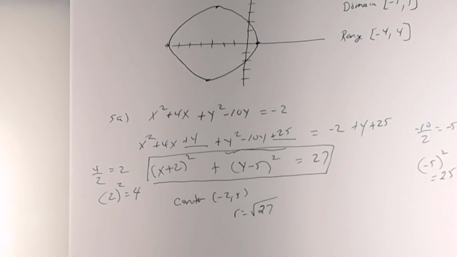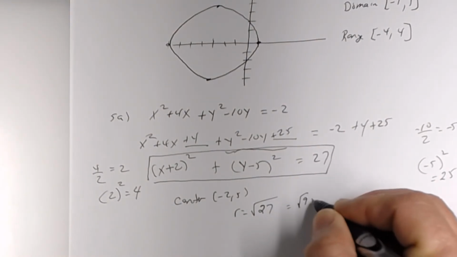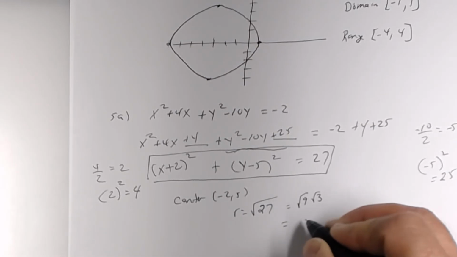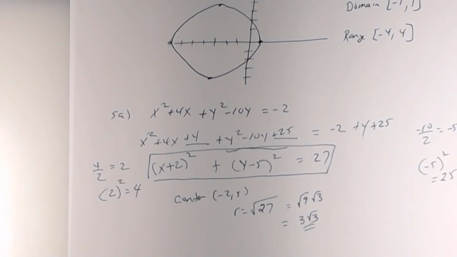What perfect square goes into 27? 9. And always use the largest. So that's the square root of 9 times the square root of 3, right? So simplified, what's the answer? 3 square root of 3. So the main part of this, though, was just doing the square how many times? Twice. All right, so let's do another one.